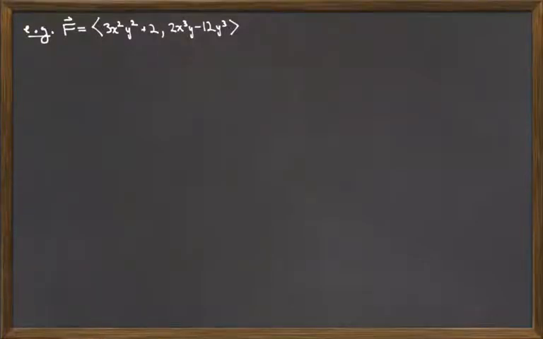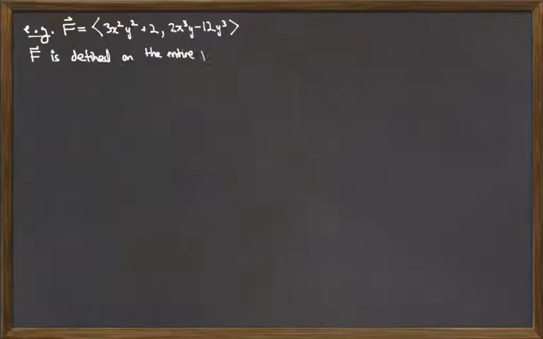In this video, I'm going to take a vector field. I'm going to determine whether or not it's conservative. And if it is conservative, we're going to find a potential function for it. Here I've taken this polynomial vector field. It's 3x squared y squared plus 2. And then I have 2x cubed y minus 12y cubed.